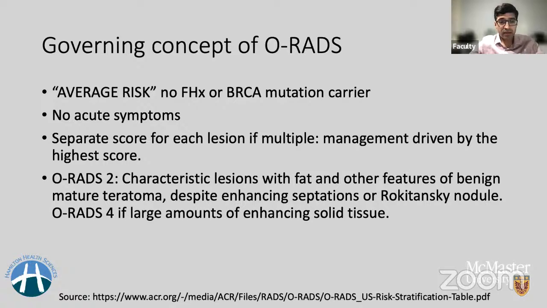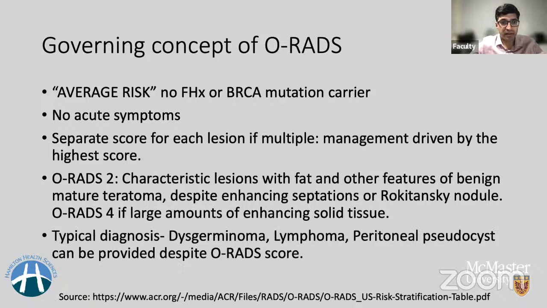Always remember that you look at characteristic lesions with fat. They fall under category 2, and other features of benign mature teratoma, despite enhancing septations or Rokitansky nodule. If there is a large amount of enhancing solid tissue, that is when you start to wonder about malignant transformation. Talk about typical diagnoses such as dysgerminomas, lymphomas, peritoneal pseudocysts, irrespective of your O-RADS score.